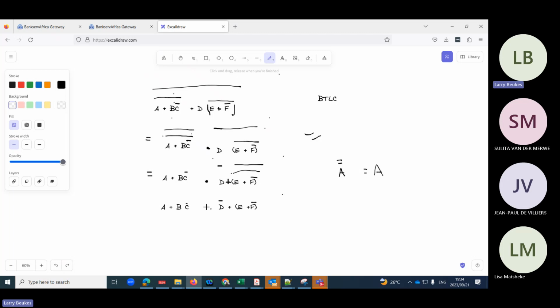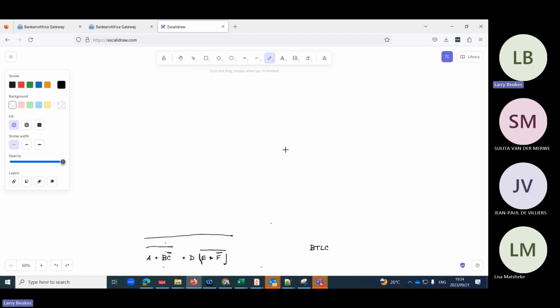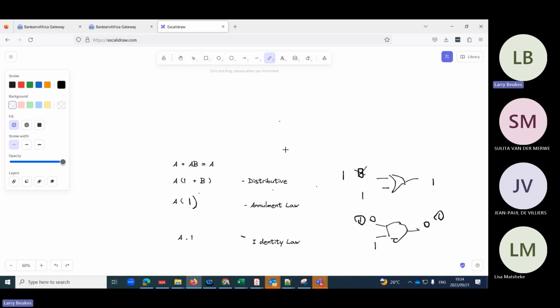Because this is multiplication, you can just group this into brackets. That's it. So this is our final answer. Are you guys with me? Any questions? We did Boolean algebra and De Morgan's theorem for today. Any questions?